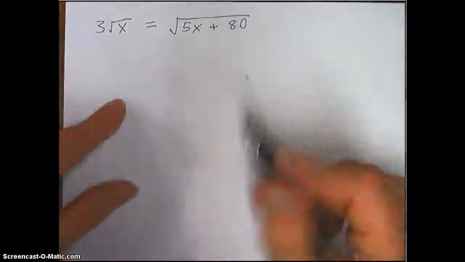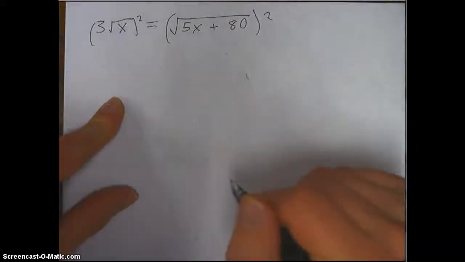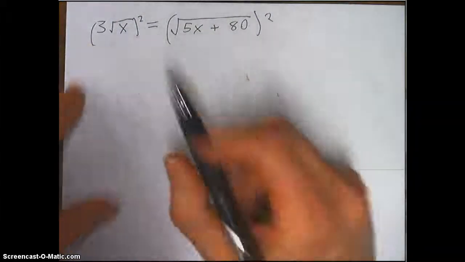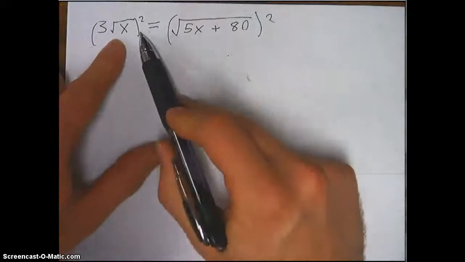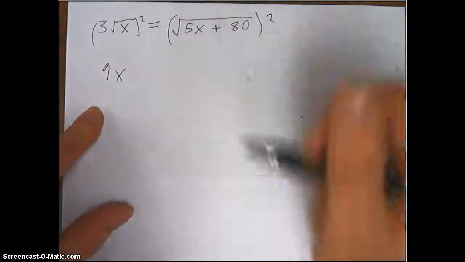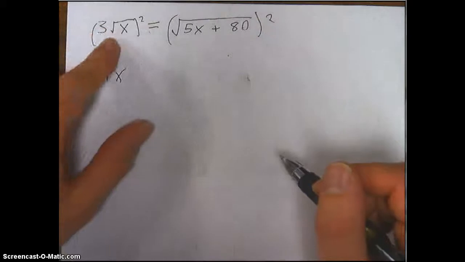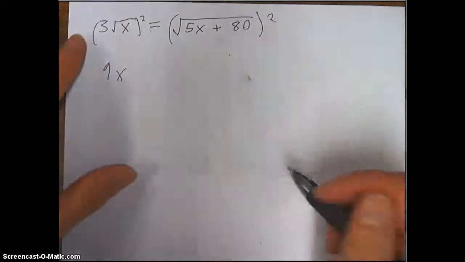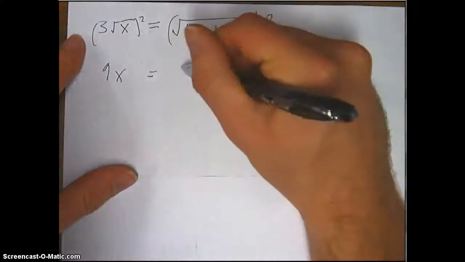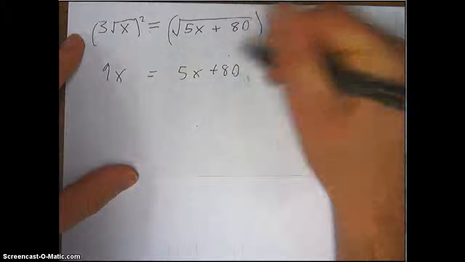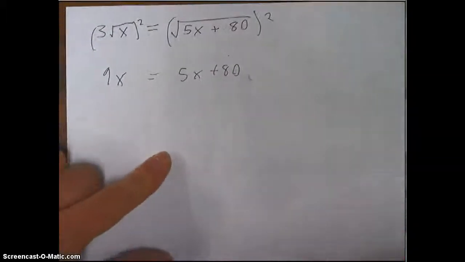So we're just going to start by squaring both sides, the entirety of both sides. So 3 squared is 9. Square root of x squared is x. Notice that I squared both terms in there because that's how exponent rules work. Through multiplication, you square everything inside the parentheses. So that's 9x equals 5x plus 80 because that square cancels out with the square root.